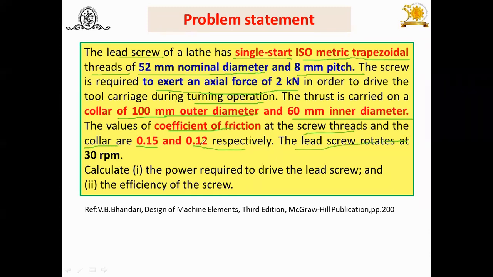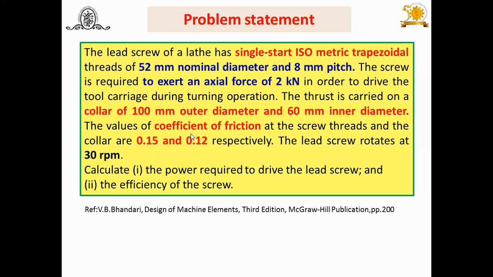The screw rotates at 30 rpm, and what you have to determine? Power required to drive the lead screw and efficiency of the screw. It's again the problem from V.V. Bhandari's book. Okay, let us see how to solve it. Always read the problem statement carefully, and based on that, you can write down the given data.